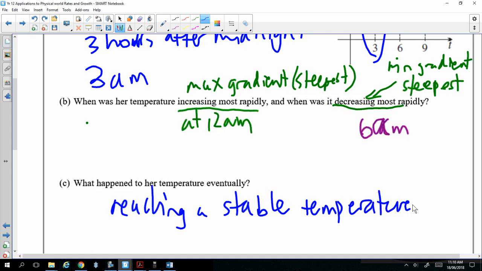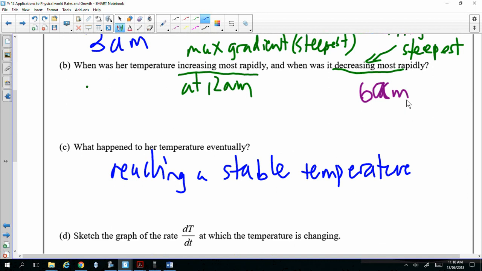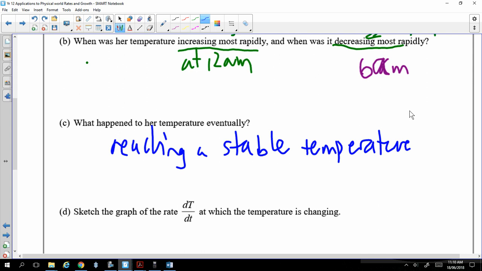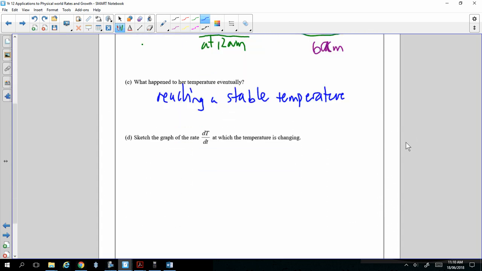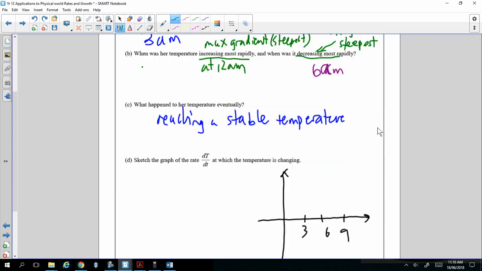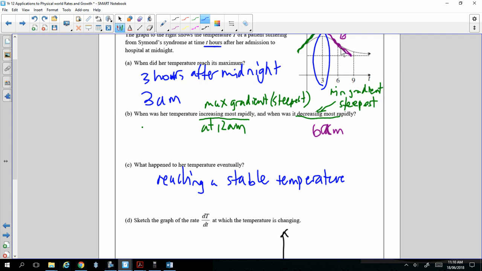Okay, and then we're going to sketch the graph of the rate at which the temperature is changing. So we're going to sketch the graph of the derivative. Let's try to draw it. We're going to look at 3 points, so 3, 6, 9. Now remember the gradient is 0 at 3, right? Because the gradient of the tangent is 0, so you put a dot at 3, like that. And then on the left of 3 it's going up, on the right of 3 it's going down, approaching a limit. Okay, good. So the value at 3 is 0, that's the maximum. Remember the gradient is minimum at 6 a.m. Okay, 6 a.m. is the minimum.